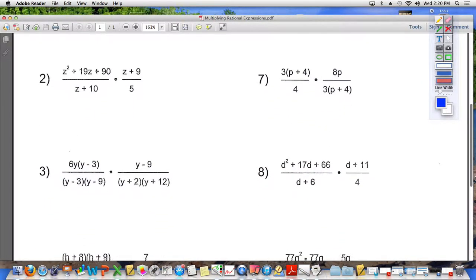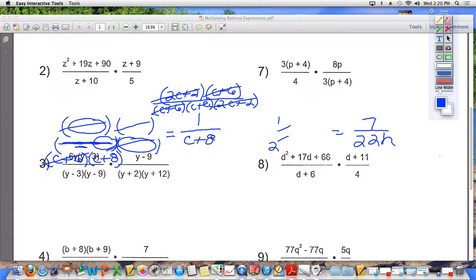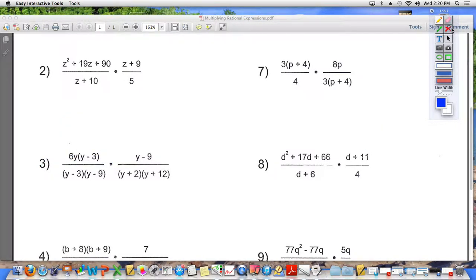Alright, number 2. Z squared plus 19z plus 90 over z plus 10 times z plus 9 over 5. Is there anything alike right now? Can you cancel anything out right now? No, nothing is alike. So what I'm going to do is factor this z squared plus 19z plus 90. What two numbers will multiply to give you a 90, and when you add them together you get 19? 10 and 9. So that means this factors to z plus 10 and z plus 9.